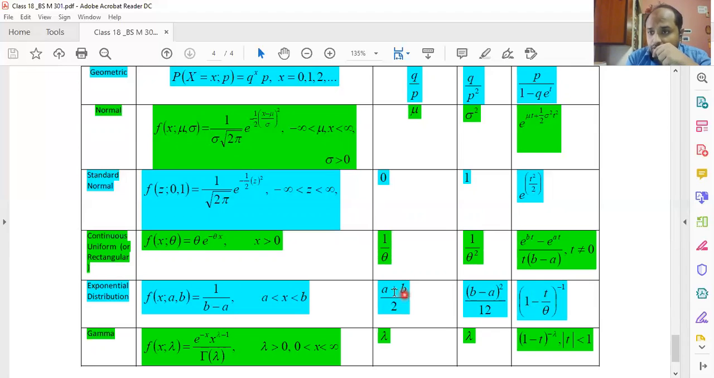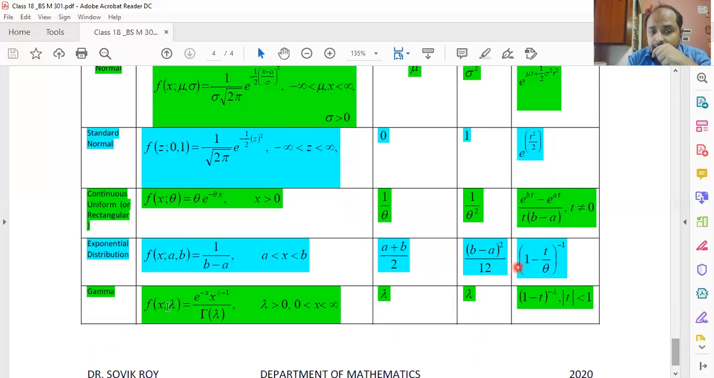Mean is already known to you. It is (a plus b) by 2, and it is (b minus a) whole square by 12. For continuous uniform, that will be (e to the power bt minus e to the power at) by t into (b minus a), t not equal to 0. And the corresponding mean will be 1 by theta, and variance will be 1 by theta square. And lastly, I have shown the gamma distribution, where this expression is also known to you.